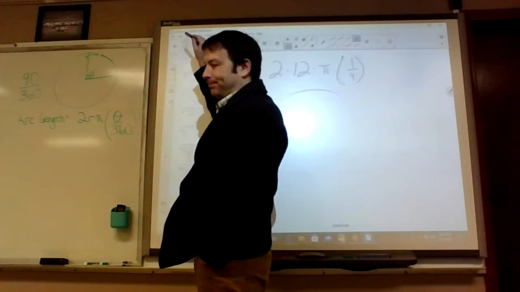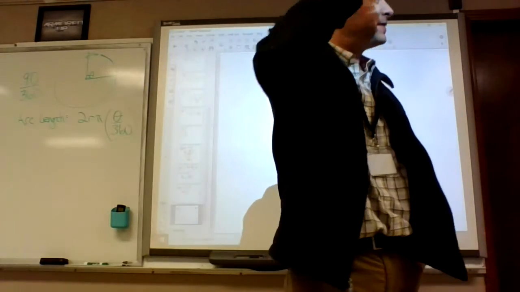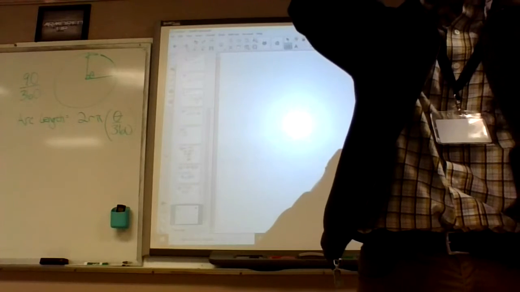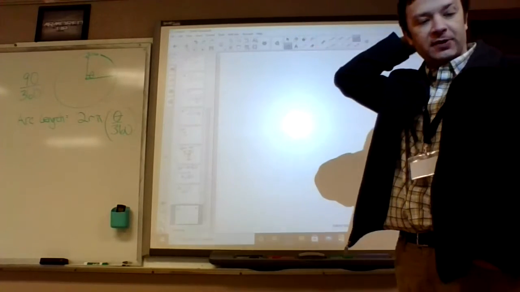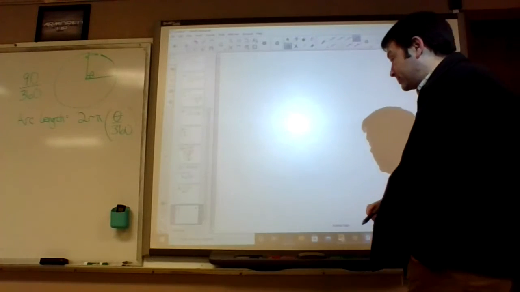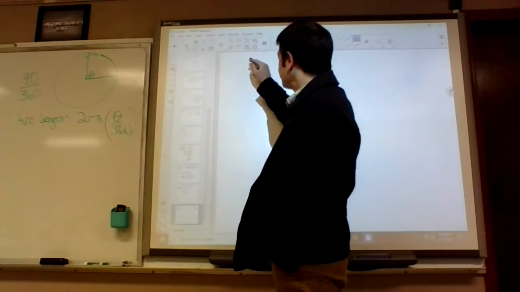Okay. That's the first half. Second half of the assignment is area. So we did circumference and arc length. That was the first half. Second half has to do with area. What's the formula for the area of a circle? Pi r squared.